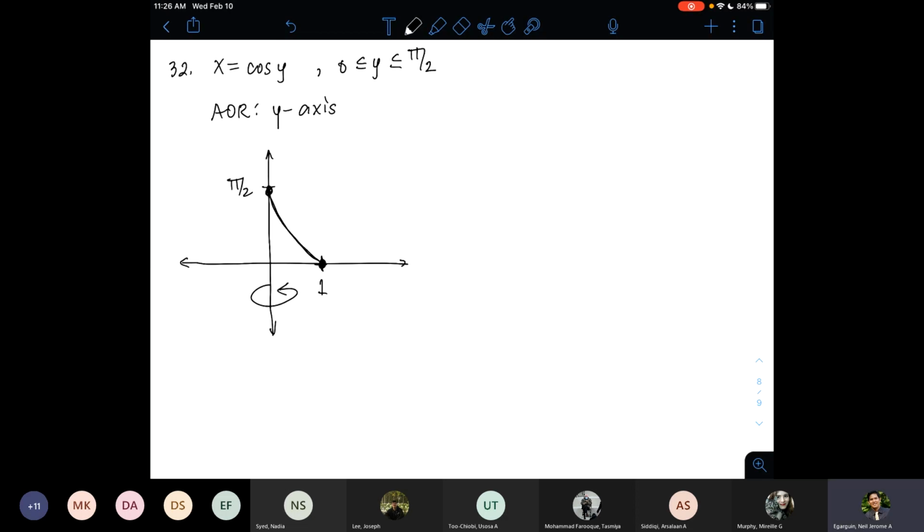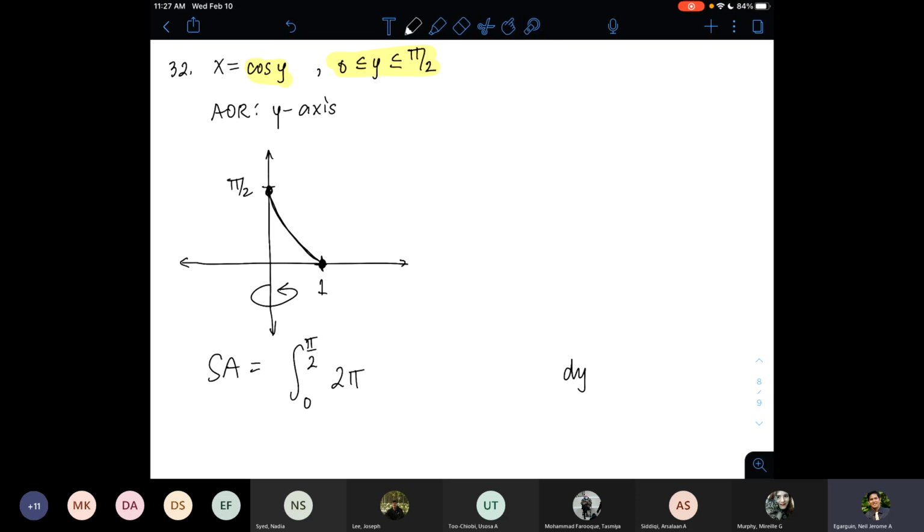Okay, so now the formula for the surface area is still the integral, but we're doing an integral with respect to y to take advantage of the fact that the function is given in terms of y. Okay, what are the bounds for y? Oh, the problem gave us that. So this would be an integral from 0 to pi over 2, okay, of 2 pi times the radius.